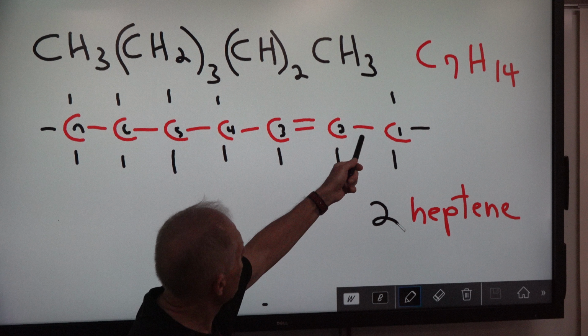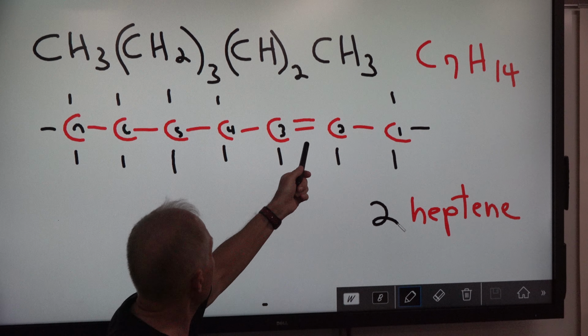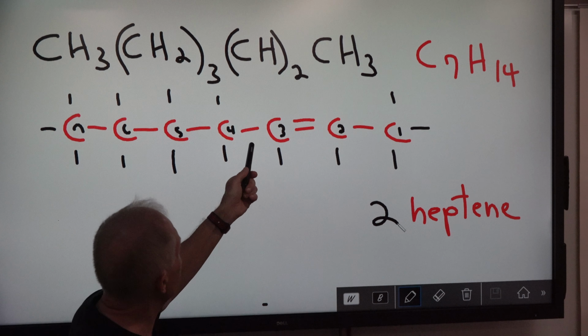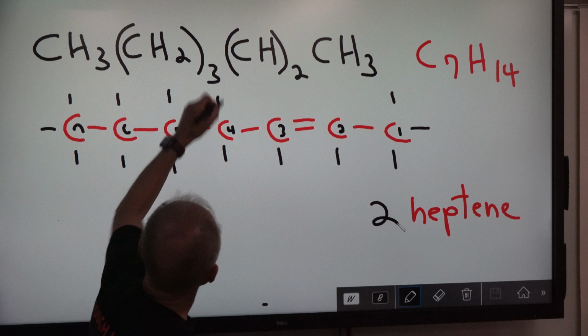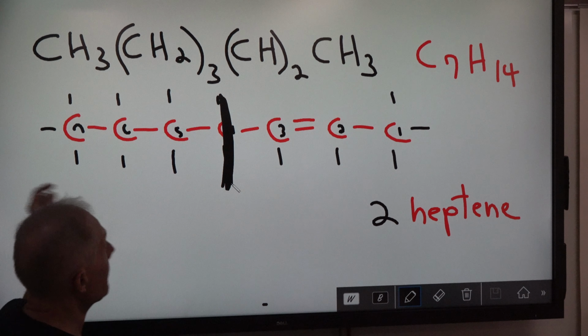So that's 2-heptene. How would you make an isomer out of that? Easy. Put the double bond there. That would be 1-heptene, 2-heptene, 3-heptene. But remember, once you get to 3-heptene, here's the midpoint. Once you cross the midpoint, you have to number it the other way. So, isomers for this: 1-heptene, 2-heptene, and 3-heptene. All right, very easy.